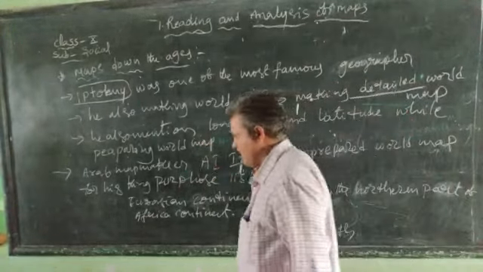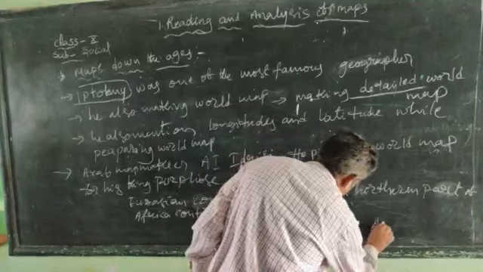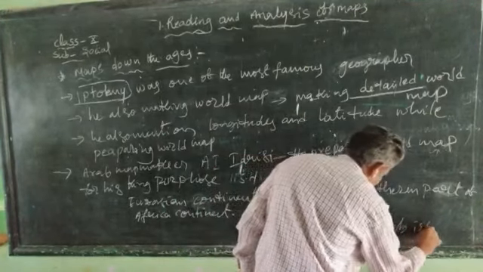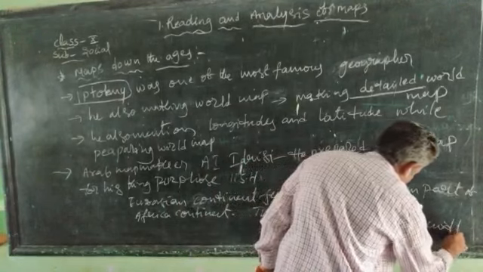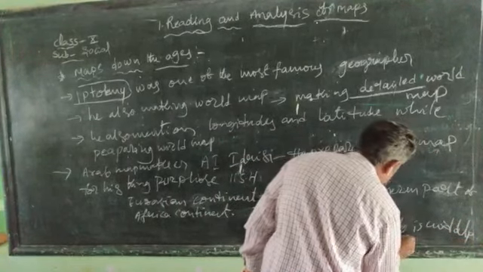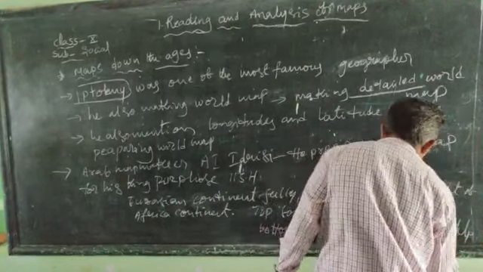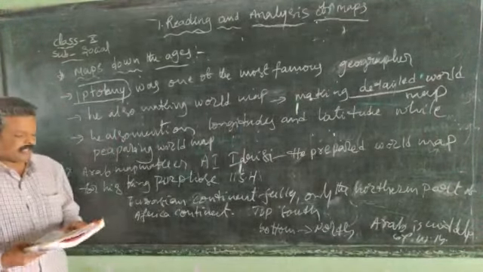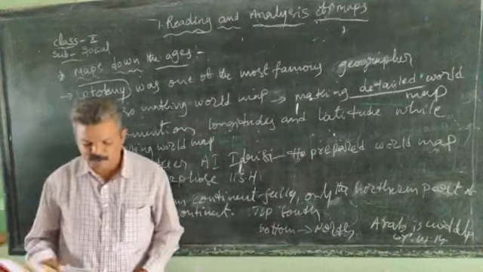Even Idrisi prepared it, and also the Arabs. Arabia is in the middle of the whole map. So, Al-Idrisi prepared the whole map like that.